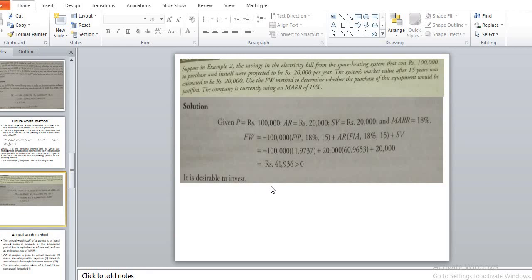So we find the future worth value. The initial investment given is 1 lakh rupees.